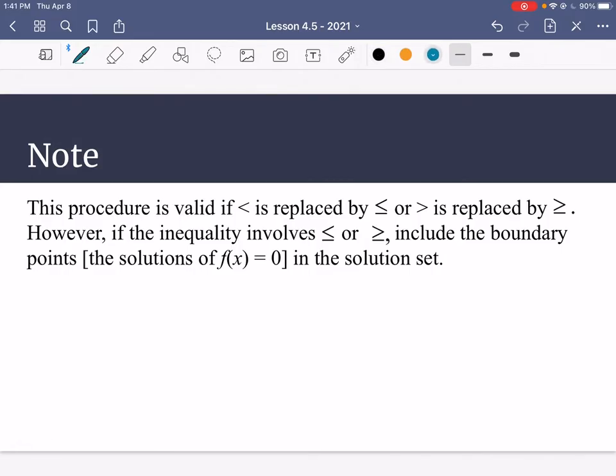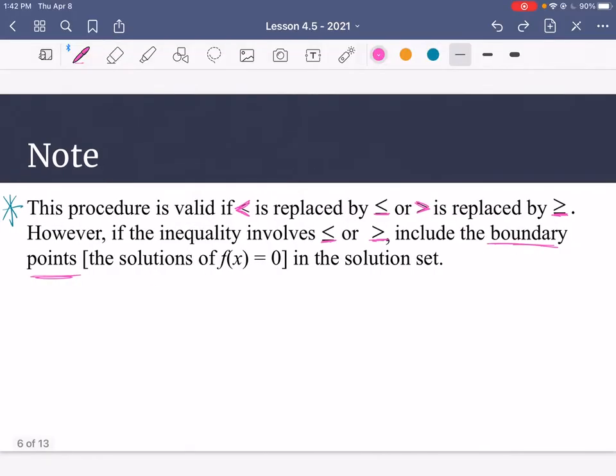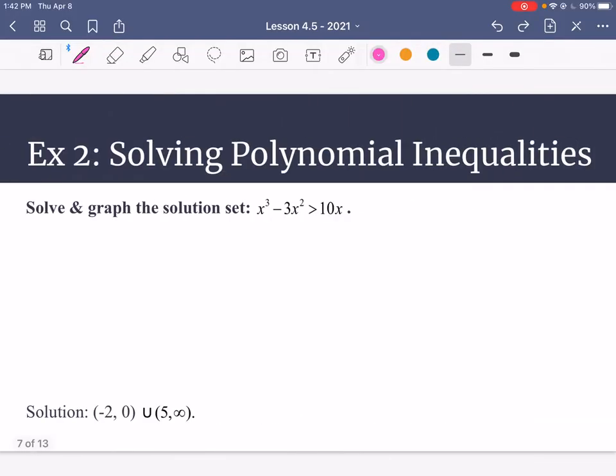Also, just something to note really quickly, this procedure totally works the same, and these steps are the exact same, if instead of having just a less than symbol or a greater than symbol, you have less than or equal to or greater than or equal to. The only difference is that if it can actually equal it, that means the boundary point is going to have a point at it instead of an open circle like ours did, because that means it can actually equal that boundary point.